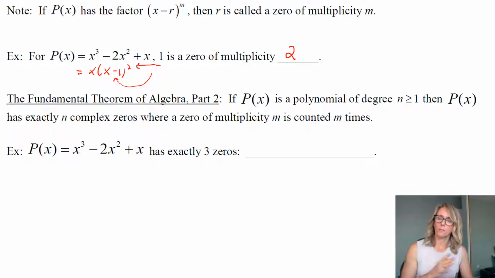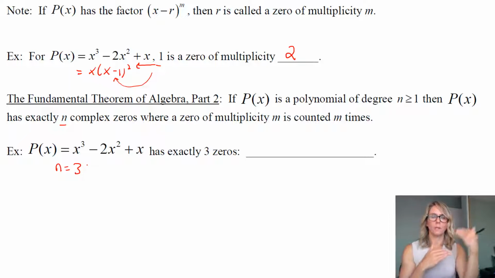Now, the second part of the fundamental theorem of algebra is saying you have a polynomial, its degree greater than or equal to 1, then it has exactly n complex zeros where you're counting each factor as 1. So the point is here, if you have your polynomial x cubed minus 2x squared plus x, it has exactly 3 zeros. So n equals 3 because that's the highest degree. So it's going to have 3 zeros.